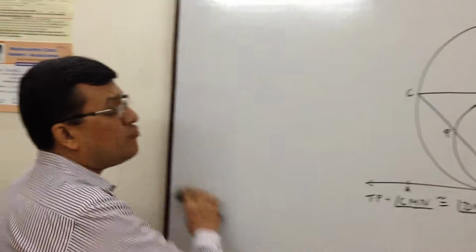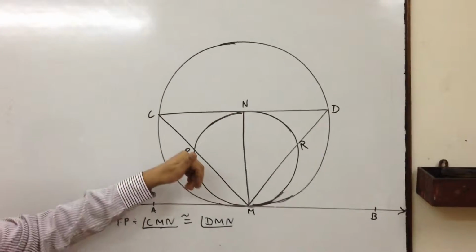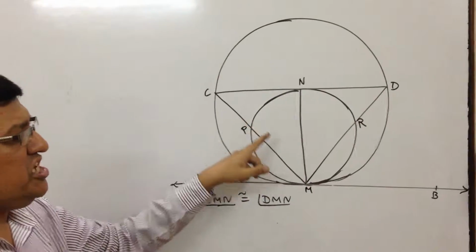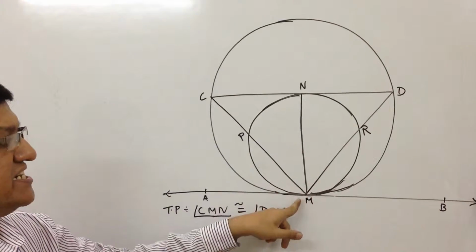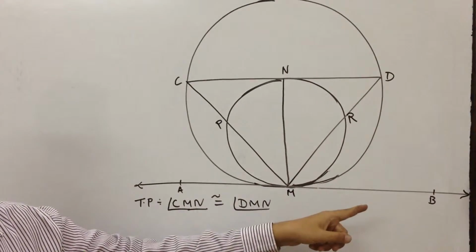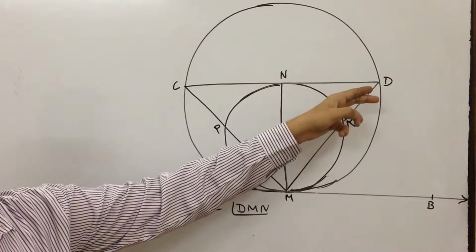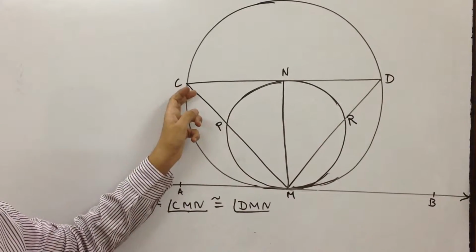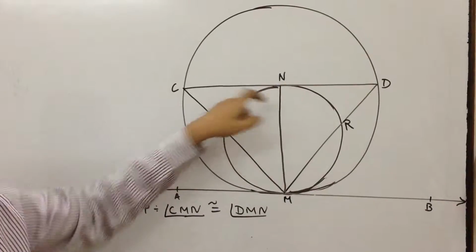Before that, let me tell you what the sum is all about. The sum says there are two circles of different area, naturally of different radius. Two circles touch each other internally, and the point of contact is point M. Line AMB is a common tangent to both the circles. CD is any chord of the larger circle. At the same time, CD happens to be a tangent to the smaller circle at point N.